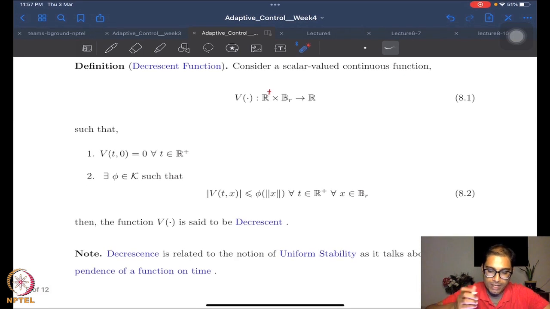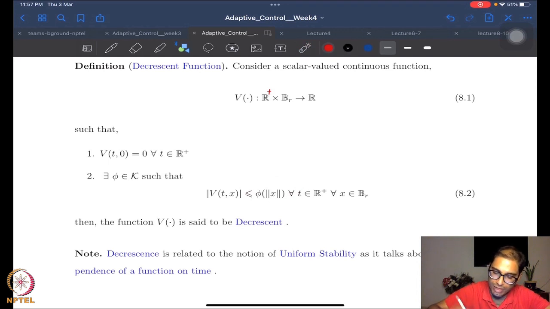For decrescent, the second condition that we require is the existence of a class K function phi such that the absolute value of V(t, x) is less than or equal to phi of norm x, for all t in R plus and for all x in B_R. This is, in some sense, completely opposite to what we saw for positive definiteness, at least it looks like it. So what is the idea? It has to be dominated by a class K function.